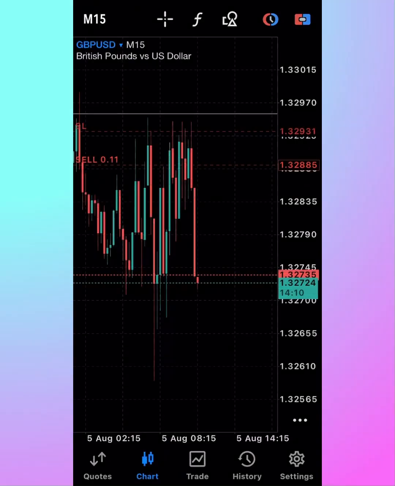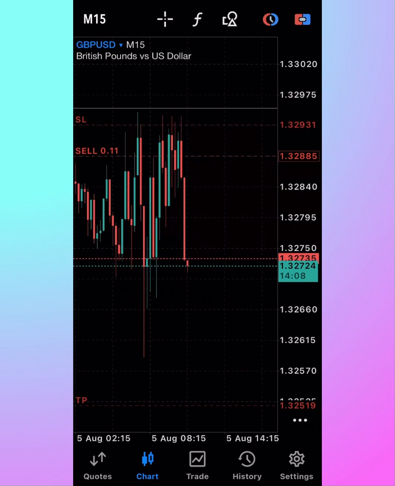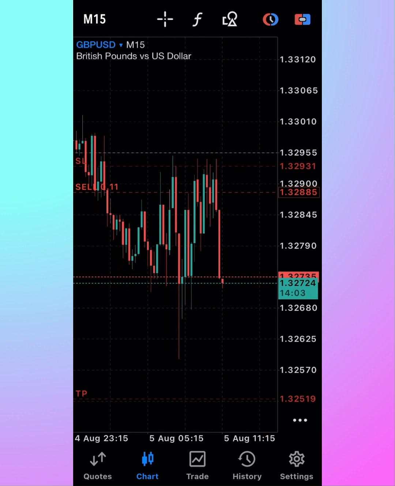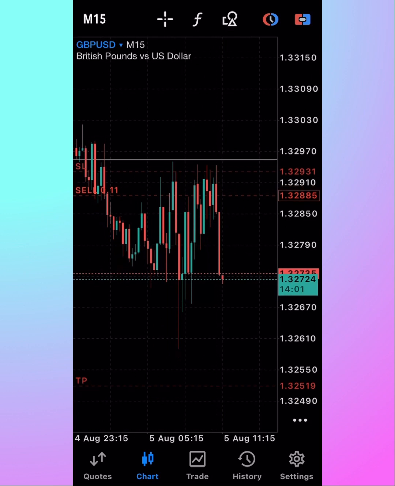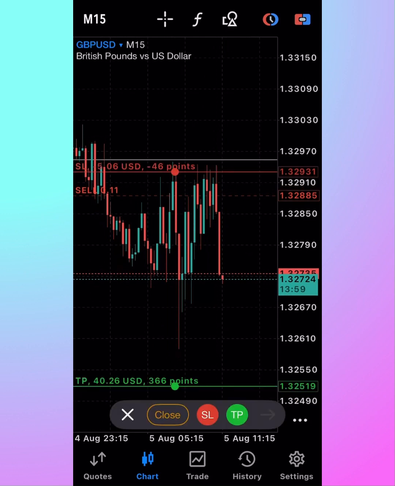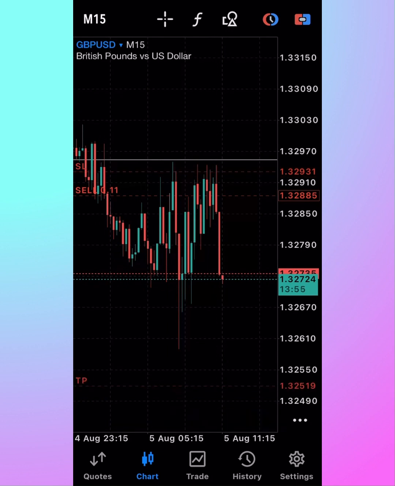Guys, you can see that I've taken a trade. It's a GBP USD trade. Price went into the order block and I just entered. The TP I placed to $40, and I'm gonna hold the trade till it gets to that place.